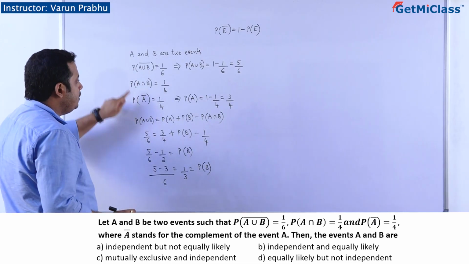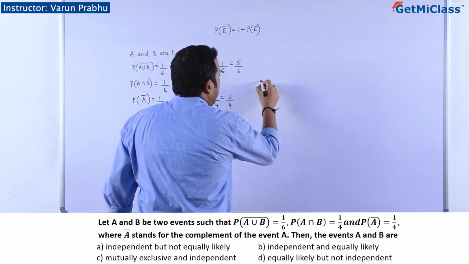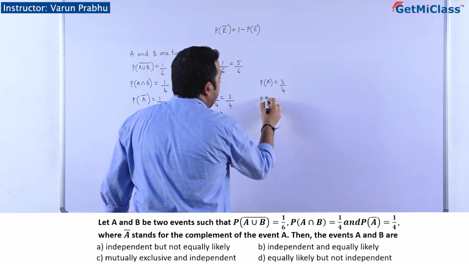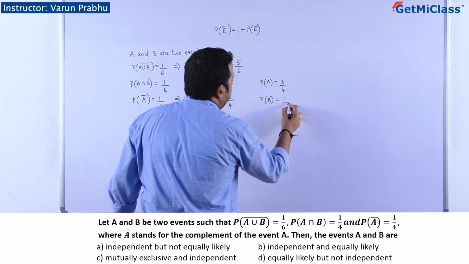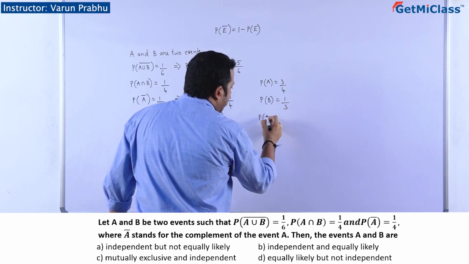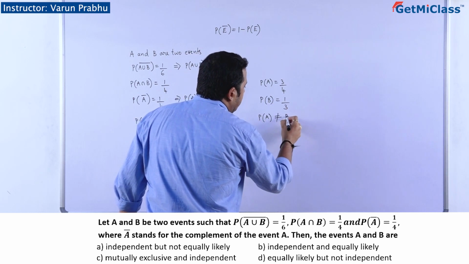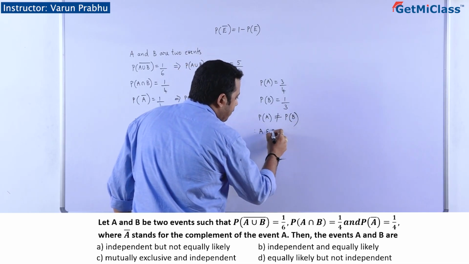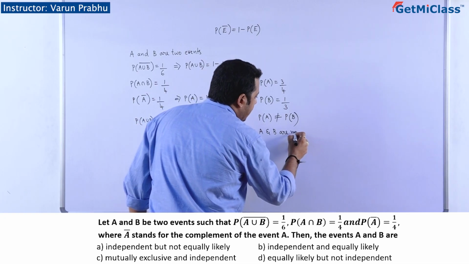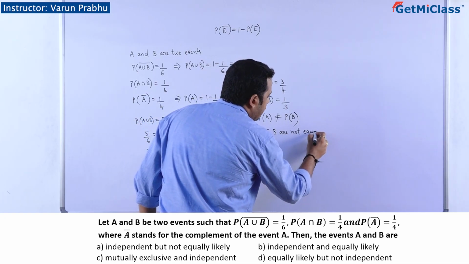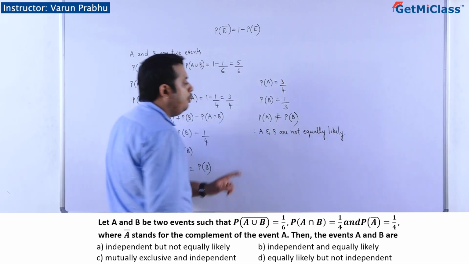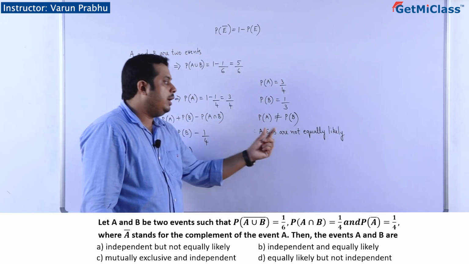Now if you carefully observe here, P of A is equal to 3 divided by 4, whereas the probability of the event B is 1 by 3, which means probability of A is not equal to probability of B. Therefore, A and B are not equally likely. Equally likely means probability of outcome of both the events should be the same. Only then we call it equally likely.